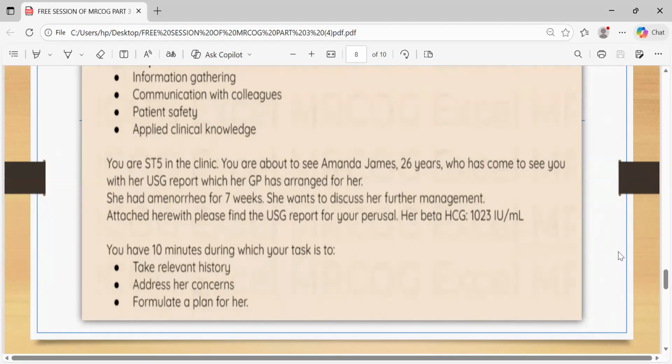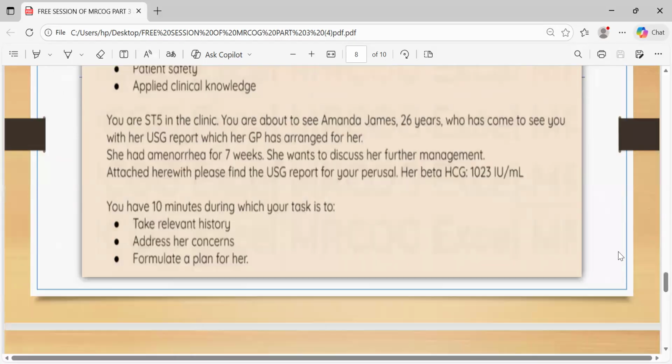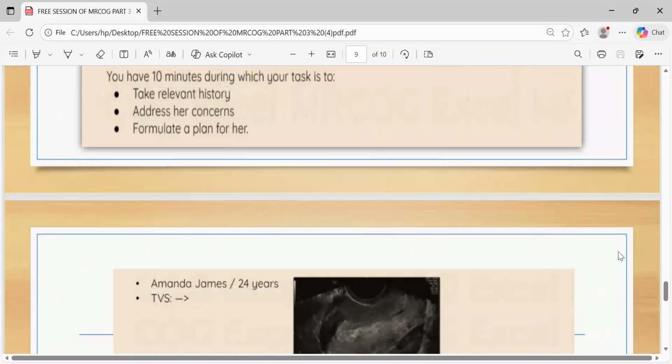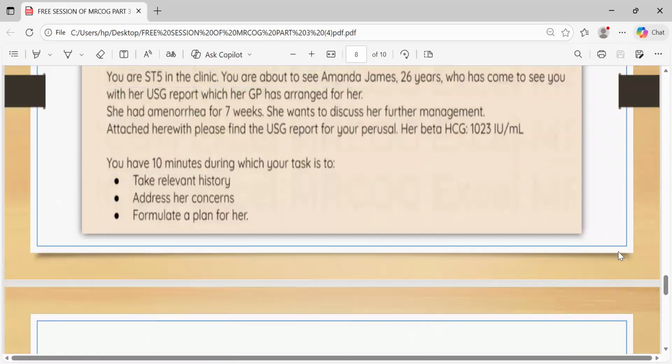So you have to know your basics, not jump to the management. Okay, so the patient is Amanda Jam, 26 years, name and age are important. Then the scenario is of amenorrhea, 7 weeks. She is here to discuss the management plan with you, and on her report you have her HCG level, that is 1023.